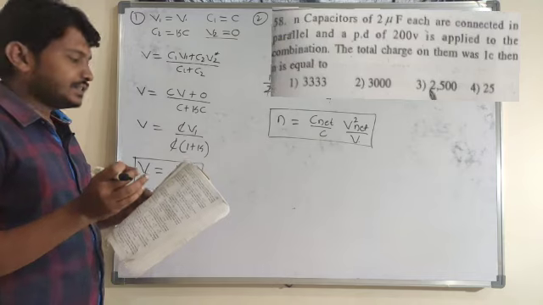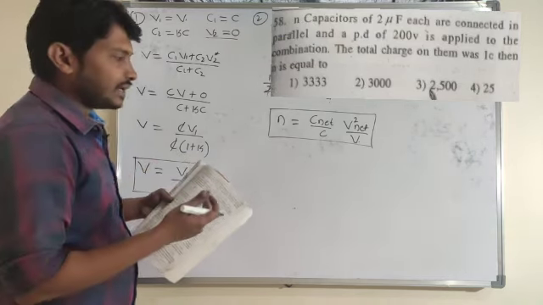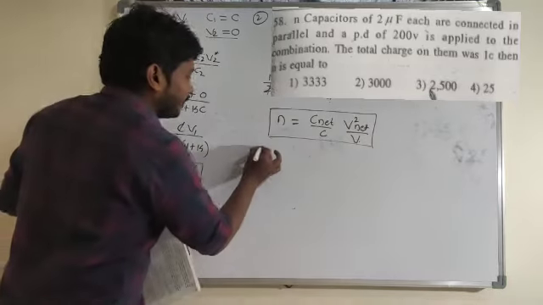N capacitors of 2 microfarad each. N number of capacitors are there, and each value is 2 microfarad.